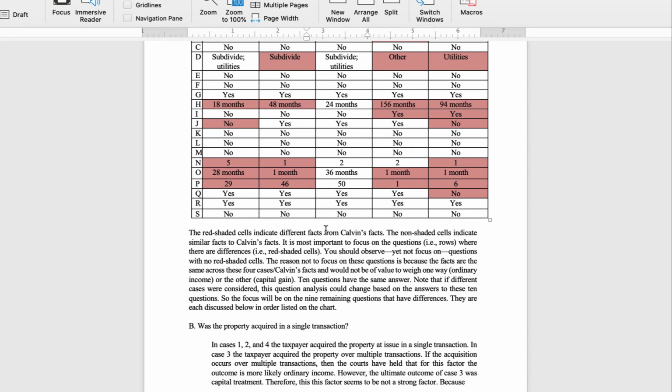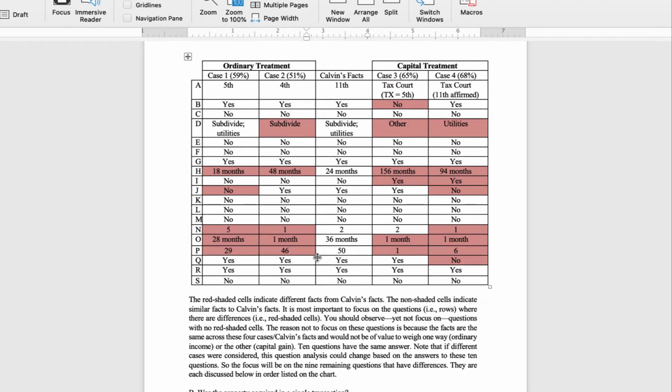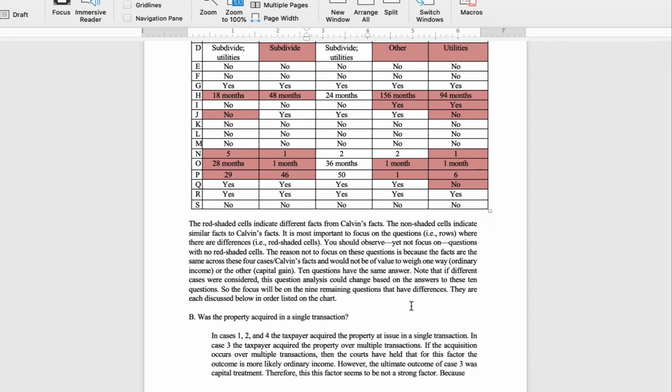And I talk about which of the cases resulted in it being a single transaction, and then which of them was multiple, okay? So for example, cases 1, 2, and 4, single transaction. Case 3 was not. And the idea is that if it's multiple transactions, it's not going to be capital. It's going to be more like inventory, because you're selling inventory multiple times during the year.